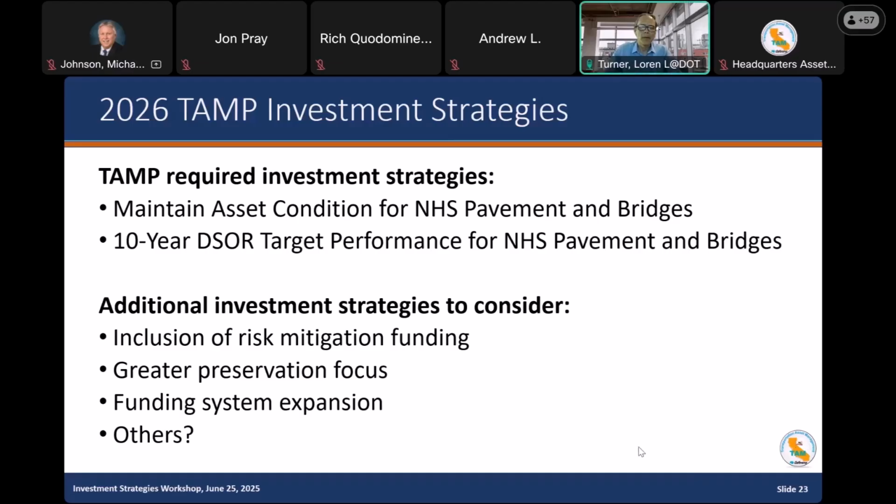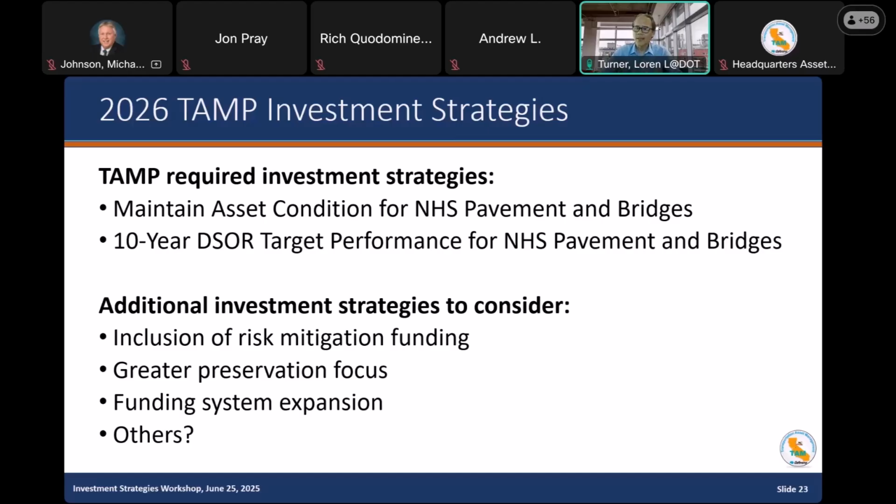Okay, so I'm looking at the clock too. We have these two that we have to do. We have three that we just brainstormed internally coming out of the risk mitigation workshops in the last month, thinking about other things that we could do: the preservation focus and the system expansion, which has been a key component of Caltrans on the SHS, with our expansion of bike and ped facilities.